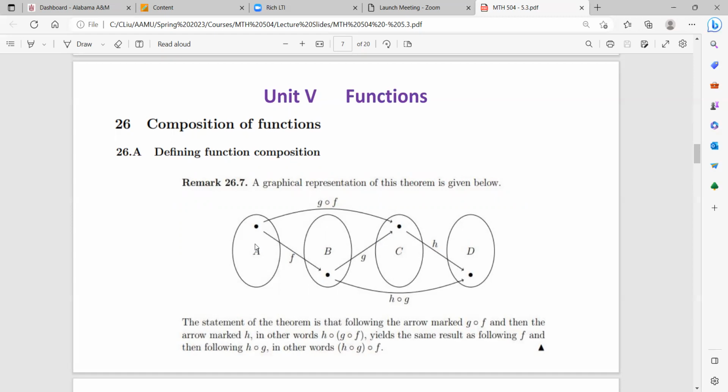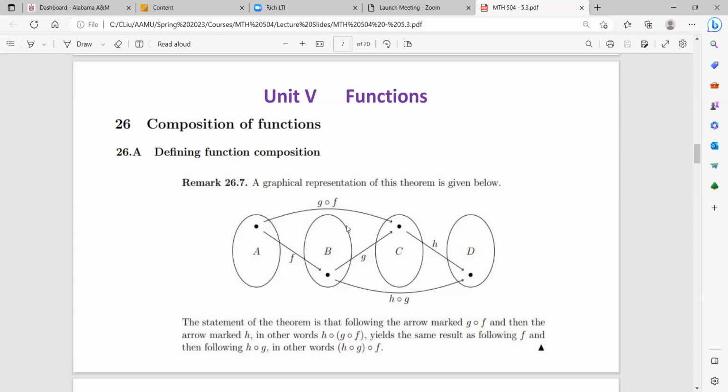All right, so you can easily understand why that's the case when you draw the diagram like before. So here we have four sets, A, B, C, and D. A maps on the F to B, and then B maps on the G to C, and then C maps on the H to D, right? Okay, so the two different paths of composition are like this.